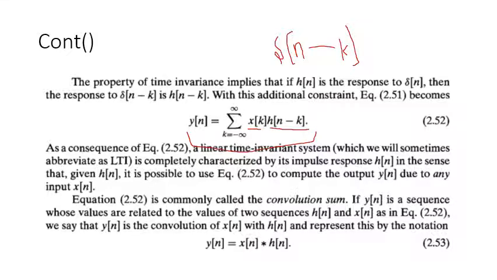So this is the property of time invariance. We have seen that there was scaling at the input, we have scaling at the output, we have shifting at the input, we have shifting at the output. So we can simply say that this is the convolution formula. If we remove this sign, we have this formula.